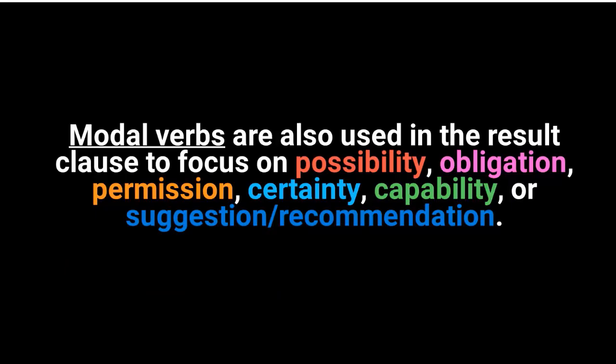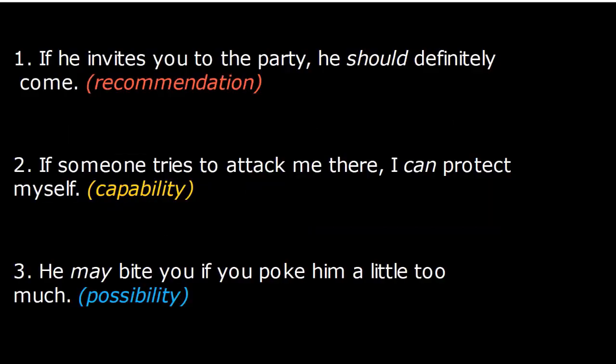We can also use modal verbs in the result clause to refer to the possibility of the result or the obligation or the permission or certainty, capability, suggestion, or recommendation. Instead of using or referring to the certainty of the action, you can talk about its possibility or the obligation or permission or capability or a suggestion or recommendation. All right, let me show you how to do it.